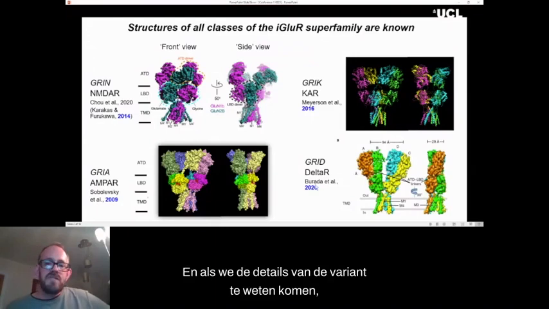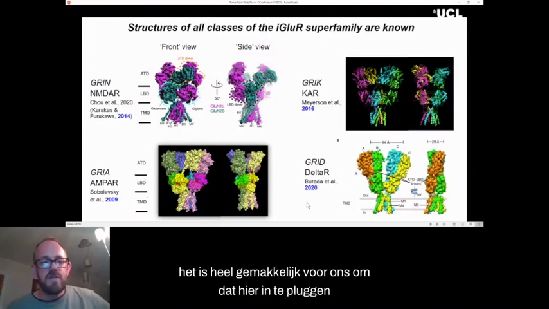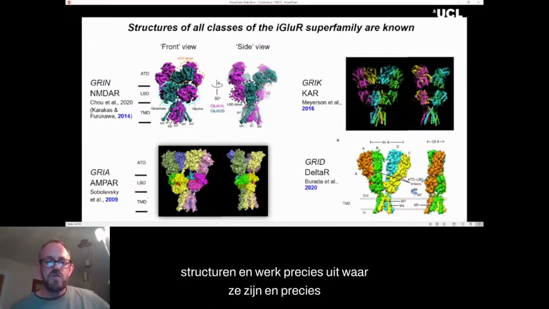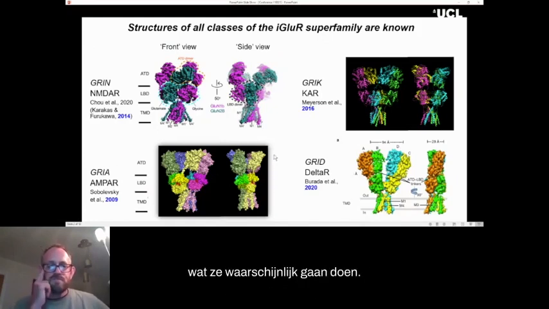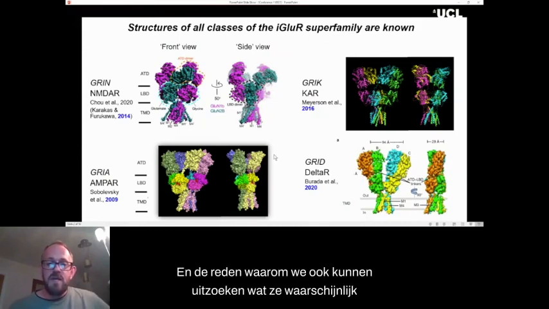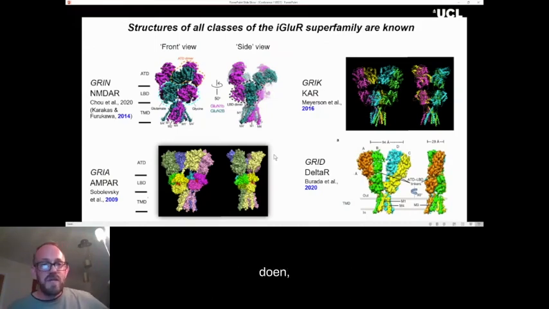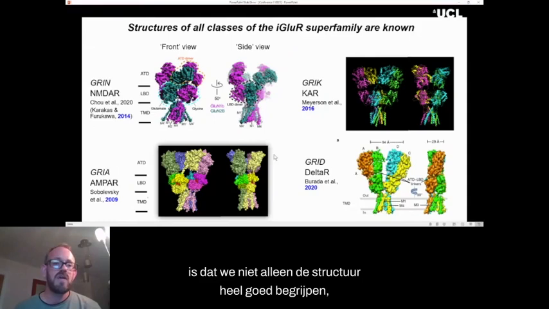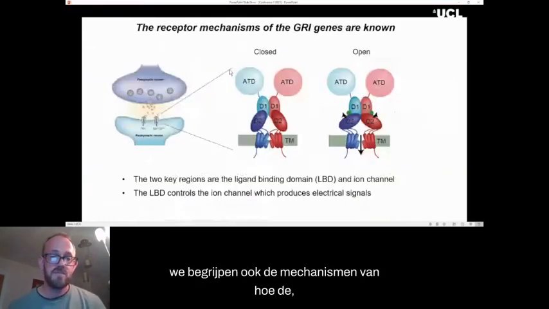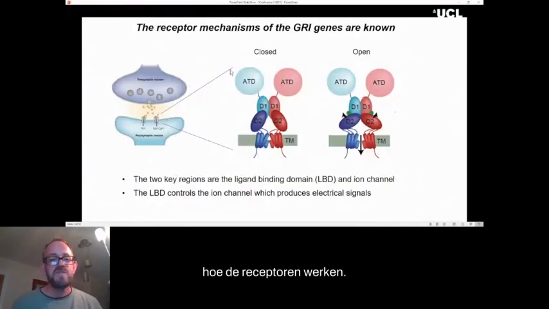And so when we find out the details of a variant, it's very easy for us to kind of plug that into these structures and work out exactly where they are and exactly what they're likely to be doing. And the reason we can also work out what they're likely to be doing is that not only do we understand the structure very well, we also understand the mechanisms of how the receptors work.